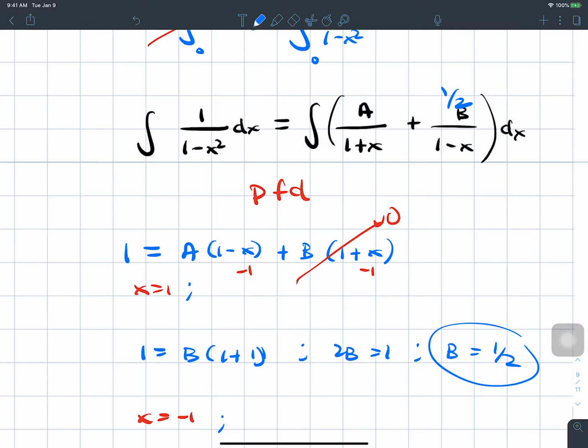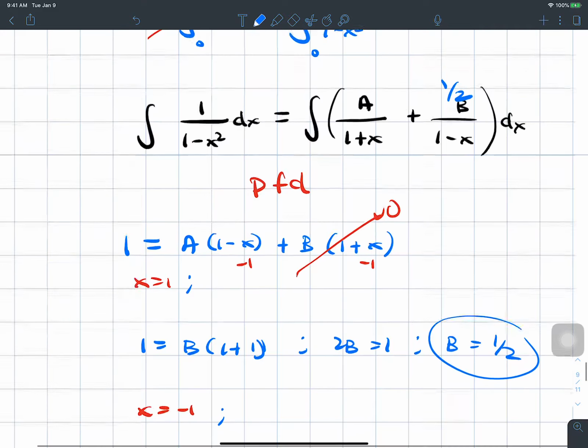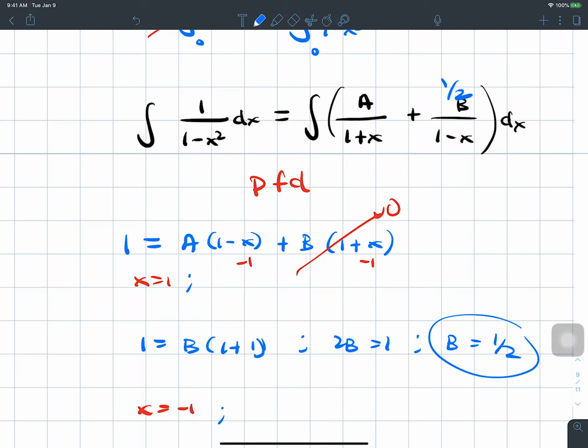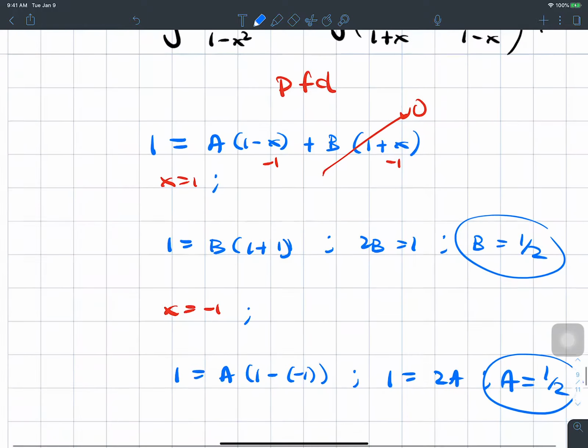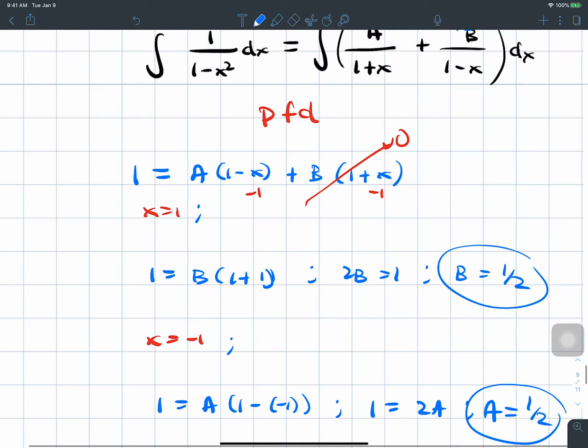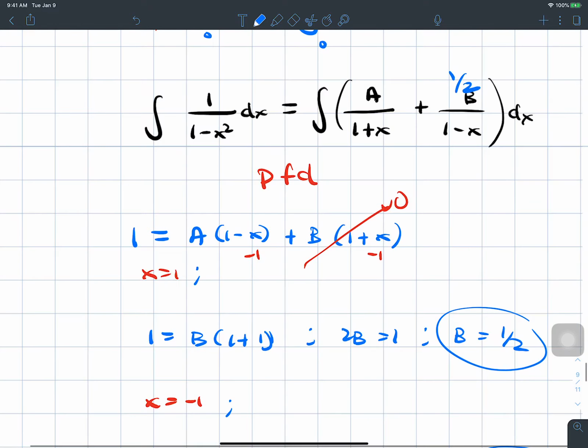A times, this is 1, equals a times 1 minus x plus b times 1 plus x. X is positive 1. We get the a term being 0. And we get 2b is 1. So b is 1/2. Now x is negative 1. B is 0. 2a is 1. So a is 1/2. Okay. All right. Is that what we get? So they're both 1/2. All right, looks like that's the case. We get 1/2 minus 1/2 x. All right.